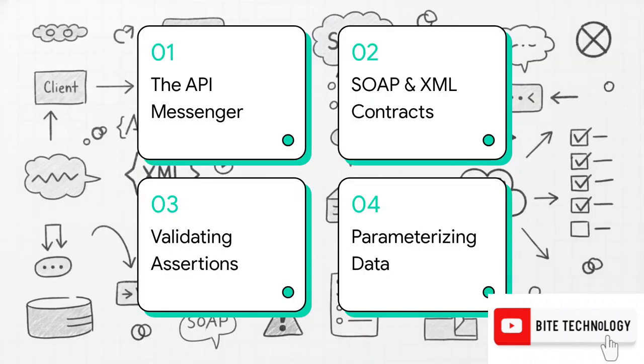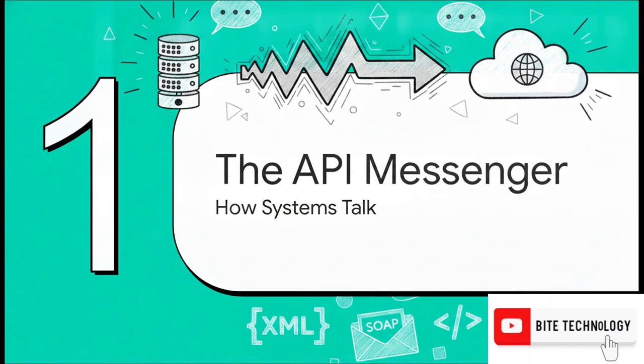To demystify all this, our roadmap today is pretty straightforward. We'll start by looking at the API messenger, then we'll unpack SOAP and XML contracts, figure out how to actually validate that data using assertions, and finally, we'll see how to scale our tests way up using parameterization. First up, the API messenger.